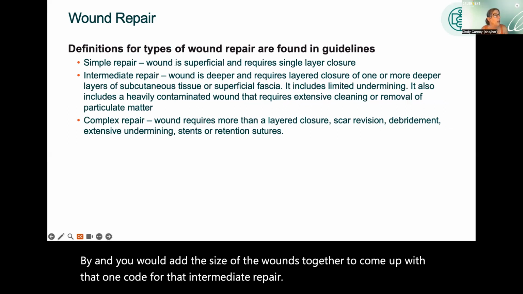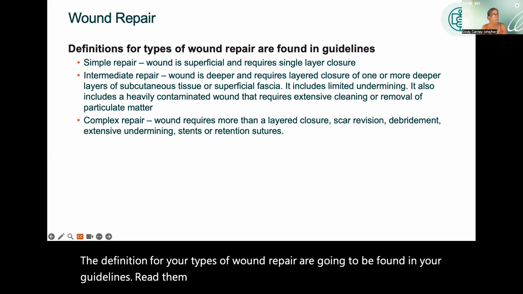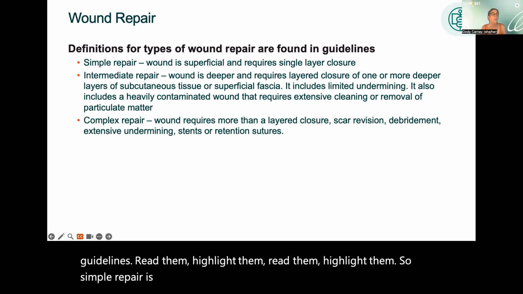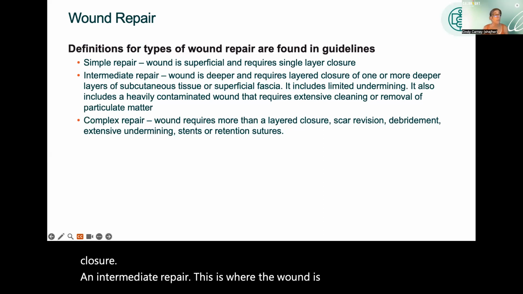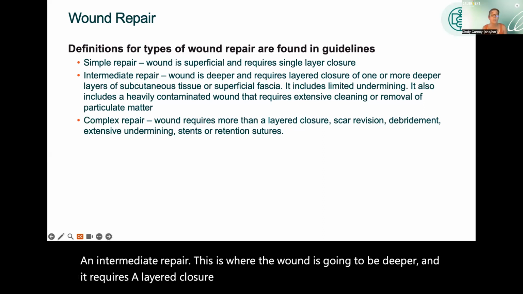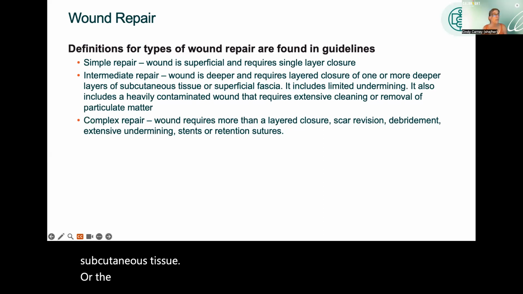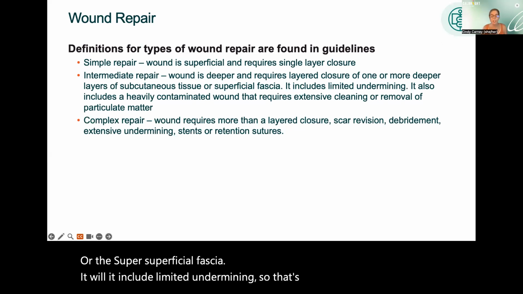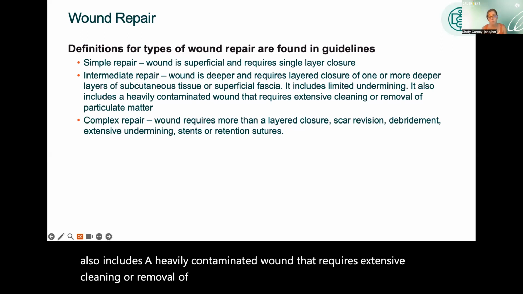The definitions for your types of wound repair are going to be found in your guidelines. Read them, highlight them. So simple repair is a wound that is superficial and requires just a single layer closure. An intermediate repair is where the wound is going to be deeper and it requires a layered closure of one or more of the deeper layers of the subcutaneous tissue or the superficial fascia. It includes limited undermining, so that's some limited cleaning out. It also includes a heavily contaminated wound that requires extensive cleaning or removal of particulate matter.